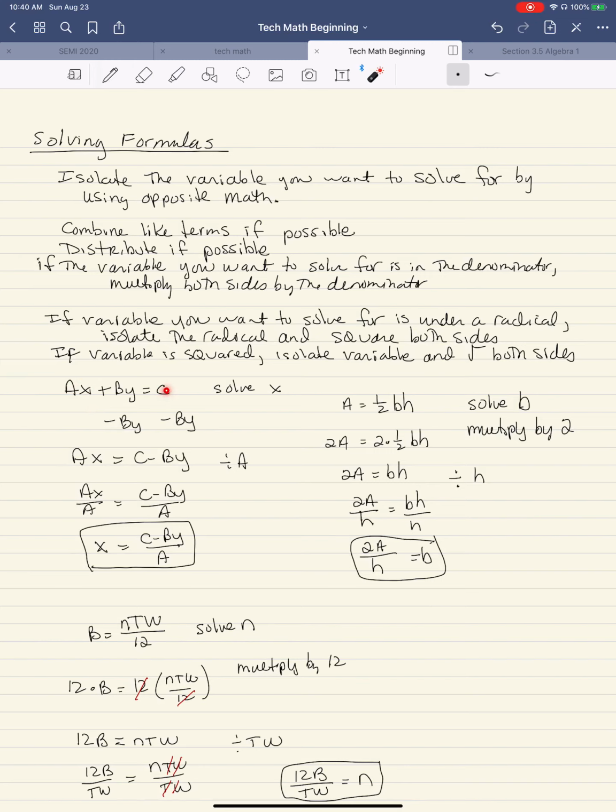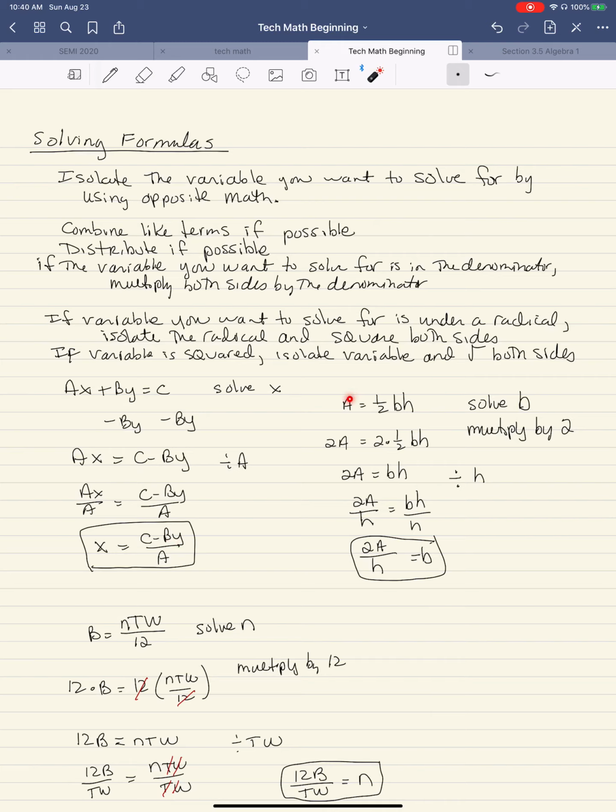Equals c minus by. Next thing you want to do, a is multiplied by x. You have to divide both sides by a. So ax over a equals c minus by over a. This is a long division over the whole thing. The a's cancel. You're left with x equals c minus by, everything divided by a.